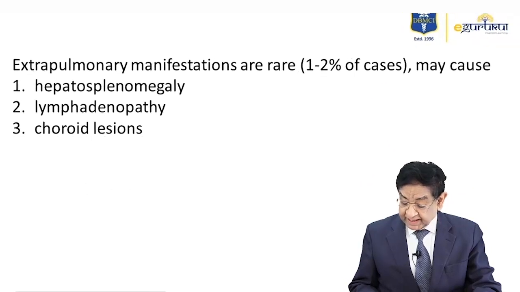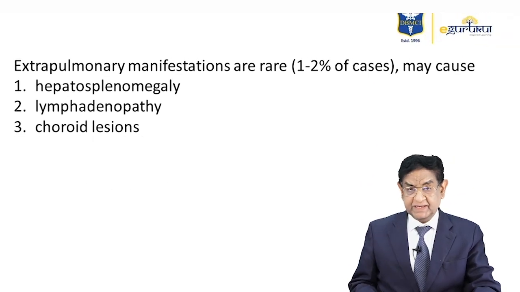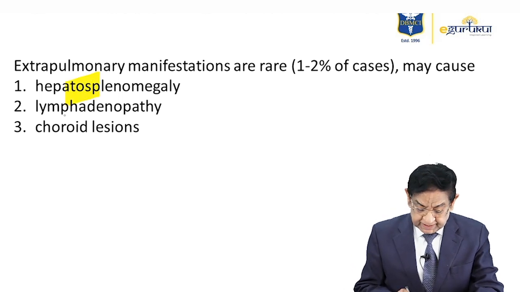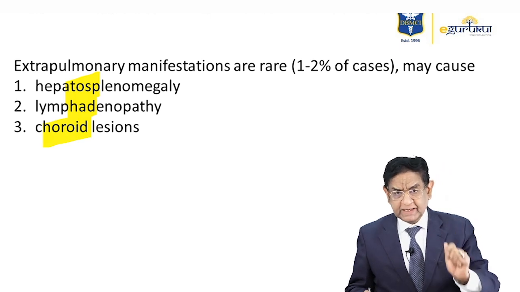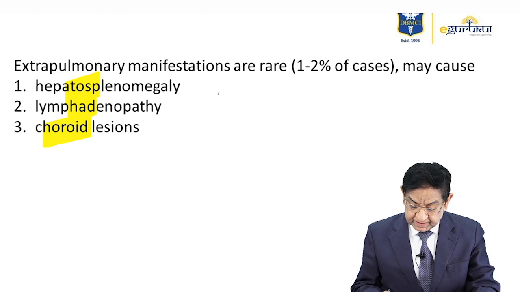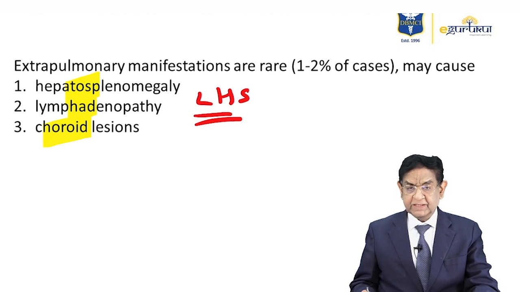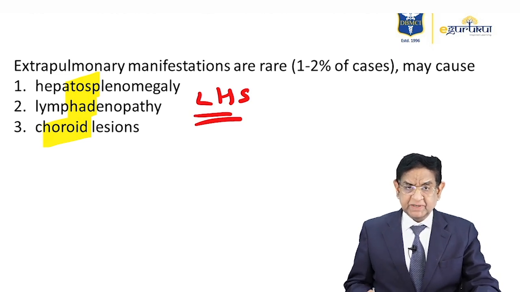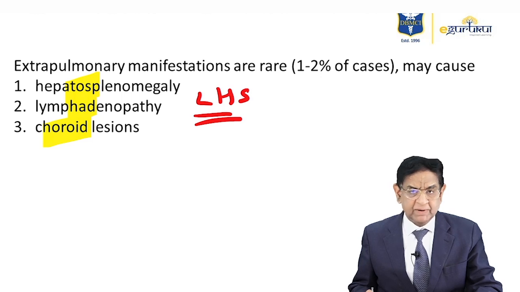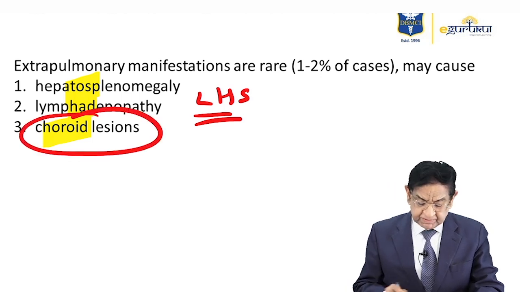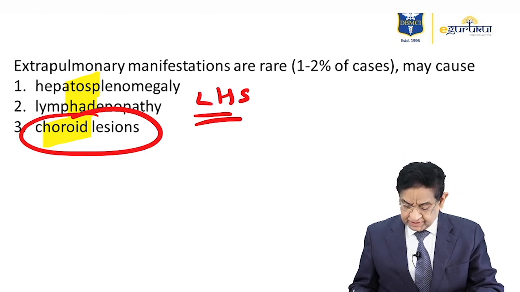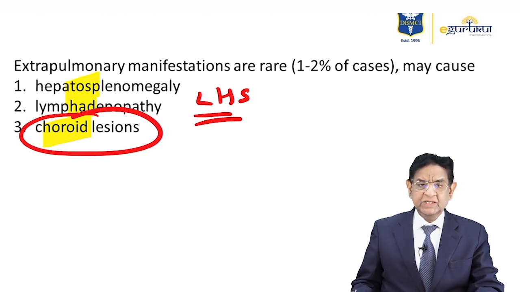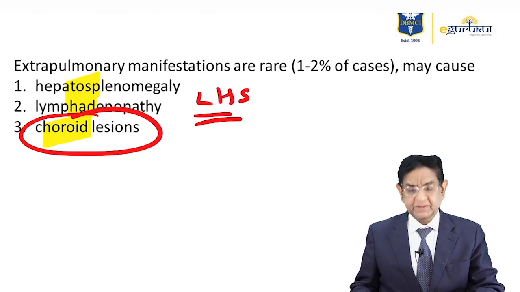Extrapulmonary manifestations are rare, but what can be there? Hepatosplenomegaly, lymphadenopathy, and choroid lesions. There can be enlarged liver, spleen and lymph nodes, but they are not very common findings, so not commonly asked. But remember, sometimes lesions may occur in the eyes, so-called choroid lesions. Since it's very rare, it's not a very important thing.